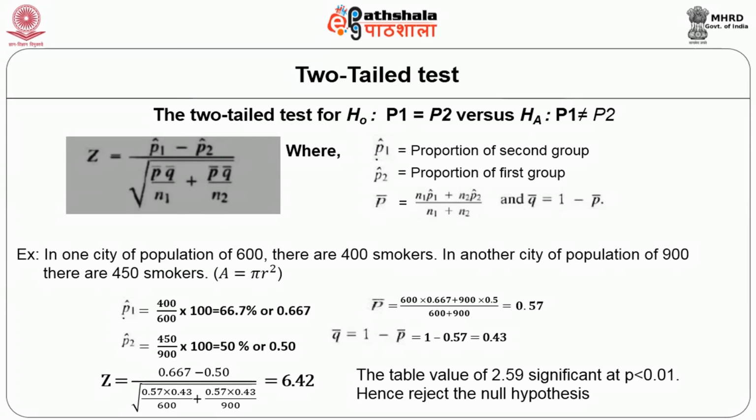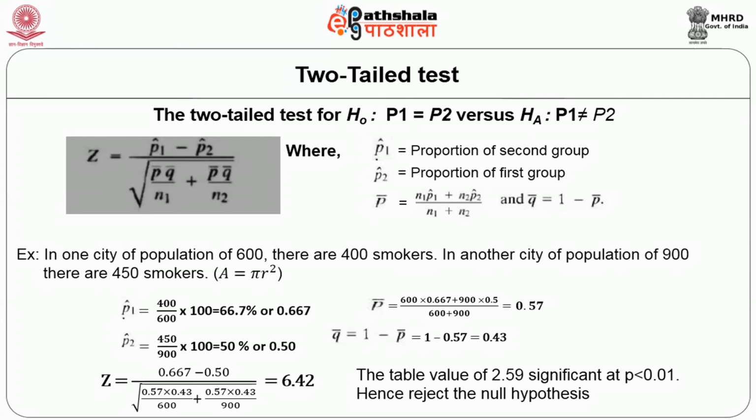Therefore, as an example, to test the difference between two populations, whether there is a significant difference or not, we use the Z test, the formula being P1, the proportion of the first group, minus P2, the proportion of the second group, divided by the square root of PQ into 1 by N1 plus 1 by N2. P is the pooled proportion of the two groups, that means P is N1 P1 plus N2 P2 by N1 plus N2, and Q is 1 minus P. This is the formula for finding the difference between the two proportions, which we call a Z test.